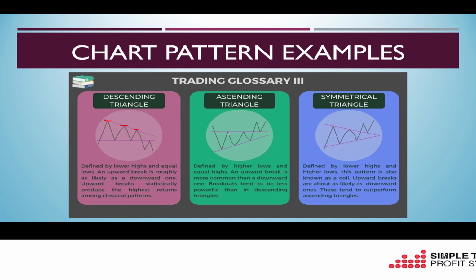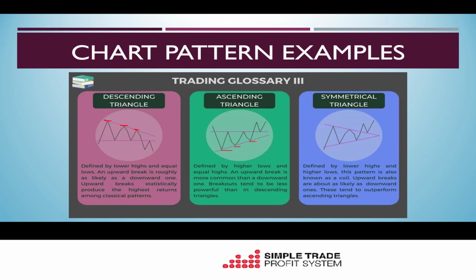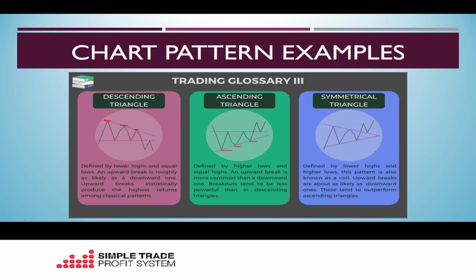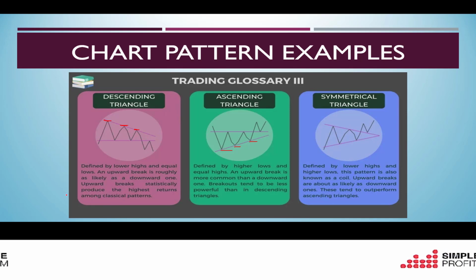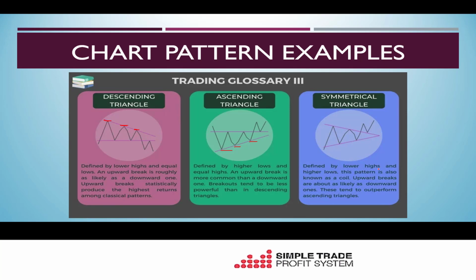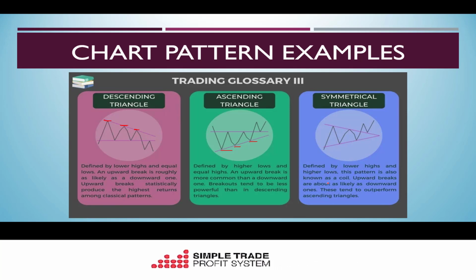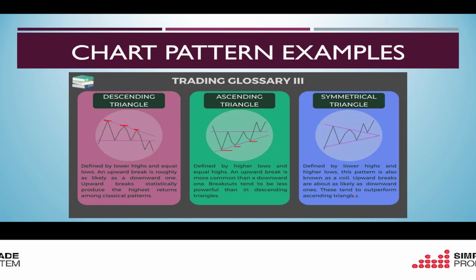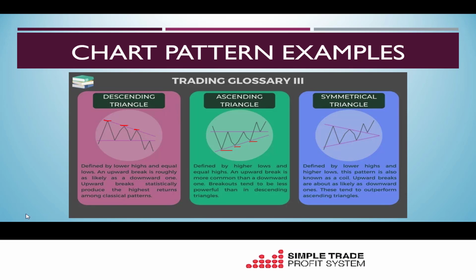The opposite is an ascending triangle, just inverse, where buyers are coming in and buying at higher levels. Sellers aren't able to drive price down. And then you have a symmetrical triangle, which is essentially a triangle like we know it, an even triangle. It's defined by lower highs and higher lows. Upward breaks are about as likely as downward ones. So it tends to be whichever direction the market is trending in is the way it will break.